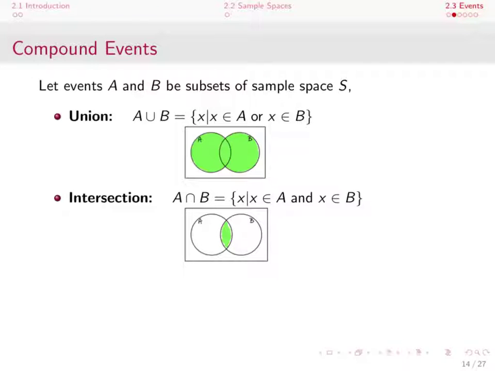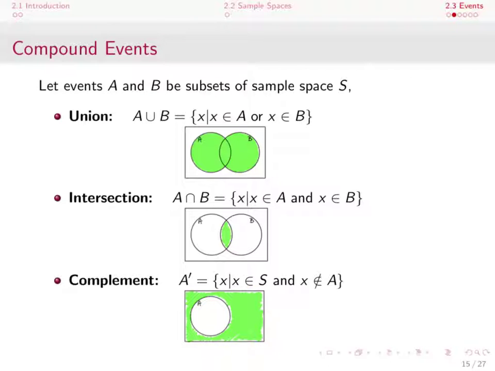The next compound event is the intersection of A and B. In this case, we're looking for only those elements in the sample space that are both in A and in B, so namely that's exactly where the 2 circles overlap. And the next event that we're interested in is called the complement, so we'll use a prime notation to represent a complement, so A prime will also be called a complement. And this consists of elements of our sample space that are not in A, so everything outside of A, which is why that's the region that's shaded in this Venn diagram.